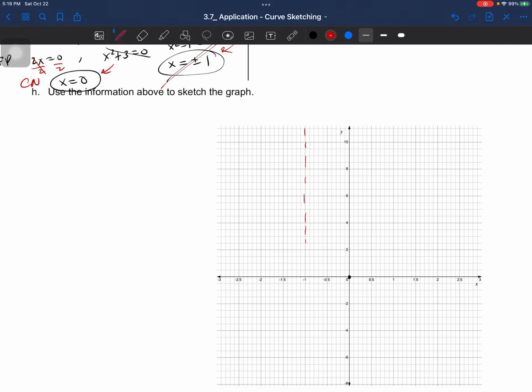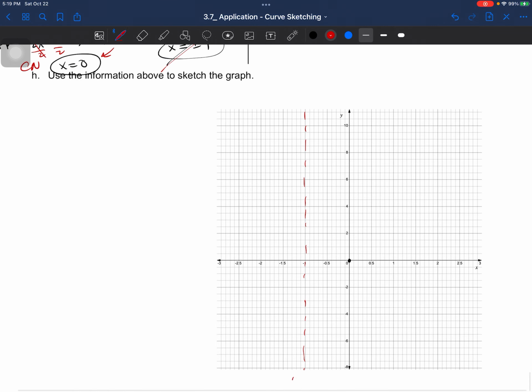Then we also know that we have a vertical asymptote at x equals 1 and -1. So we draw a vertical asymptote at -1, we can say here x equals -1. And then here we also have a vertical asymptote at x equals 1. We also have a horizontal asymptote at y equals 0.